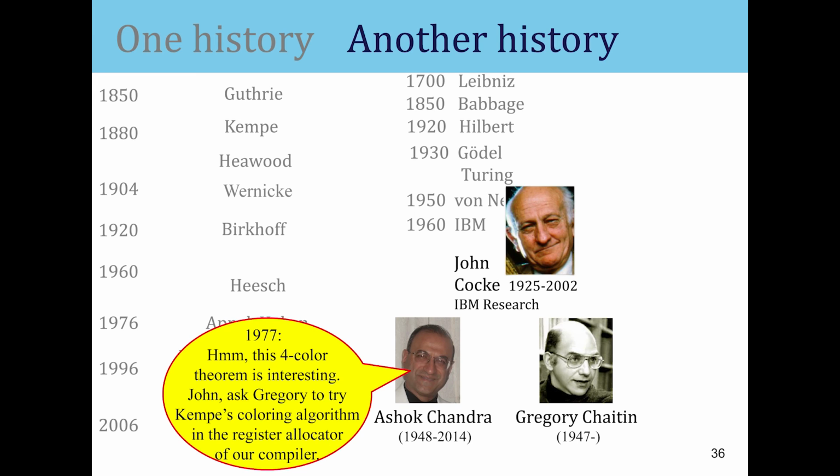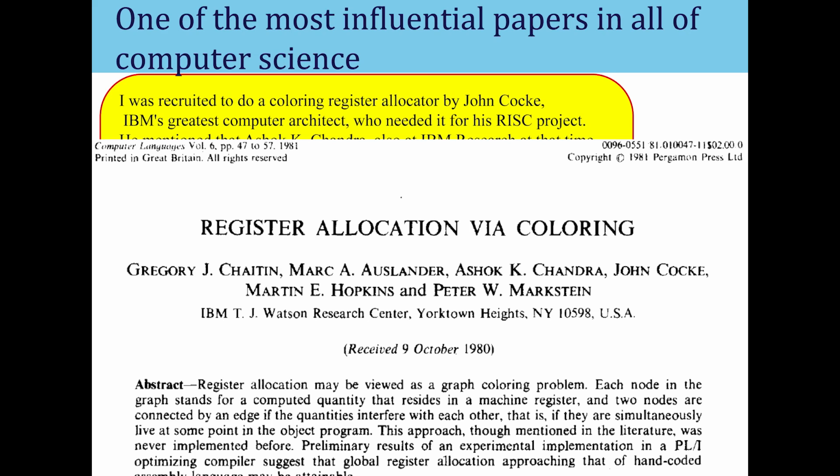So he asked Gregory Chaitin to do it, and Chaitin says, I didn't know about this stuff. My field is information theory, really. But Ashok Chandra suggested to John Cocke to ask me to do this coloring algorithm. And of course, everybody at the time knew about the Appel and Haken result. So this was one of the most influential papers in the field of computer science, register allocation via coloring.